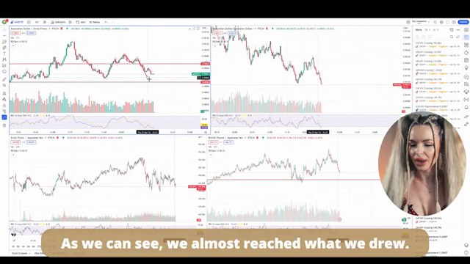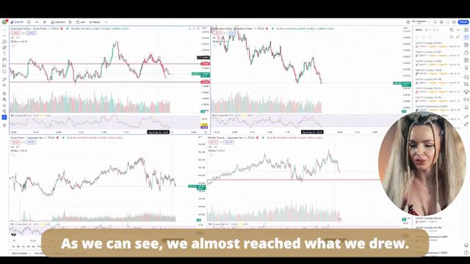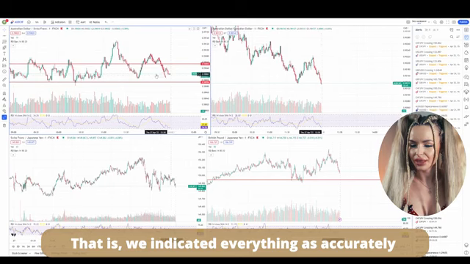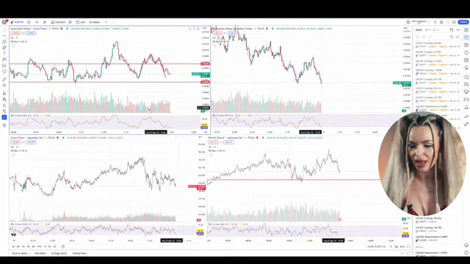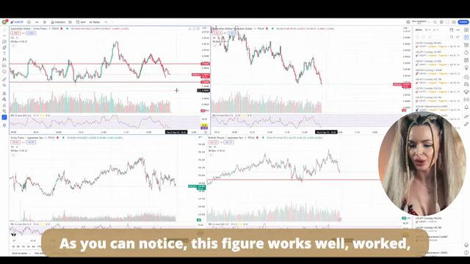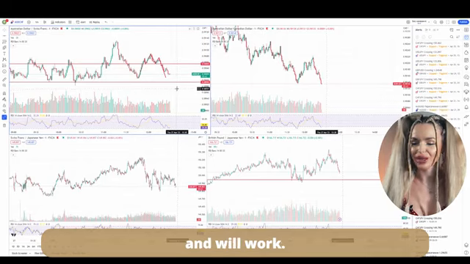As we can see, we almost reached what we drew. That is, we indicated everything as accurately as possible. As you can notice, this figure works well, worked, and will work.